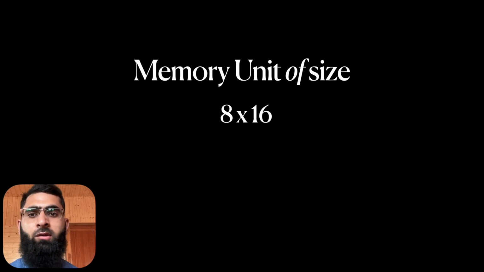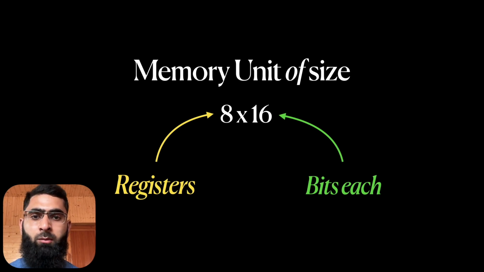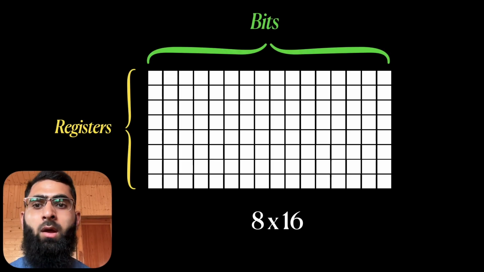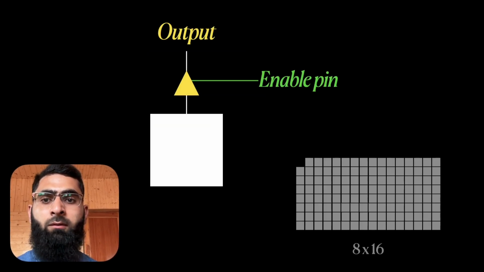So let's consider a CPU which has a memory unit of size 8 cross 16, where 8 corresponds to the number of registers and 16 to the number of bits in each register, which looks something like this when you put it together. Now you see that I have put these little squares in place of bits. What they really are is just a flip-flop circuit to store one bit of data.